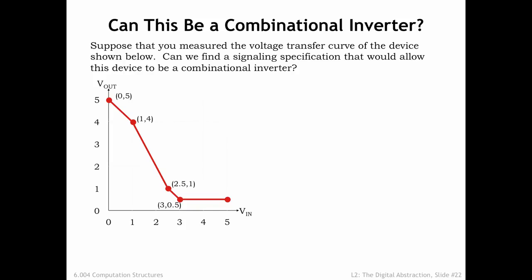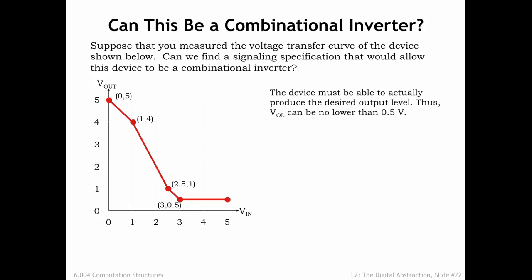Let's look at a concrete example. This graph shows the voltage transfer characteristic for a particular device, and we're wondering if we can use this device as a combinational inverter. In other words, can we pick values for the voltage thresholds VOL, VIL, VIH, and VOH so that the shown VTC meets the constraints imposed on a combinational device. An inverter outputs a digital 1 when its input is a digital 0, and vice versa. In fact, this device does produce a high output voltage when its input voltage is low, so there's a chance that this will work out.